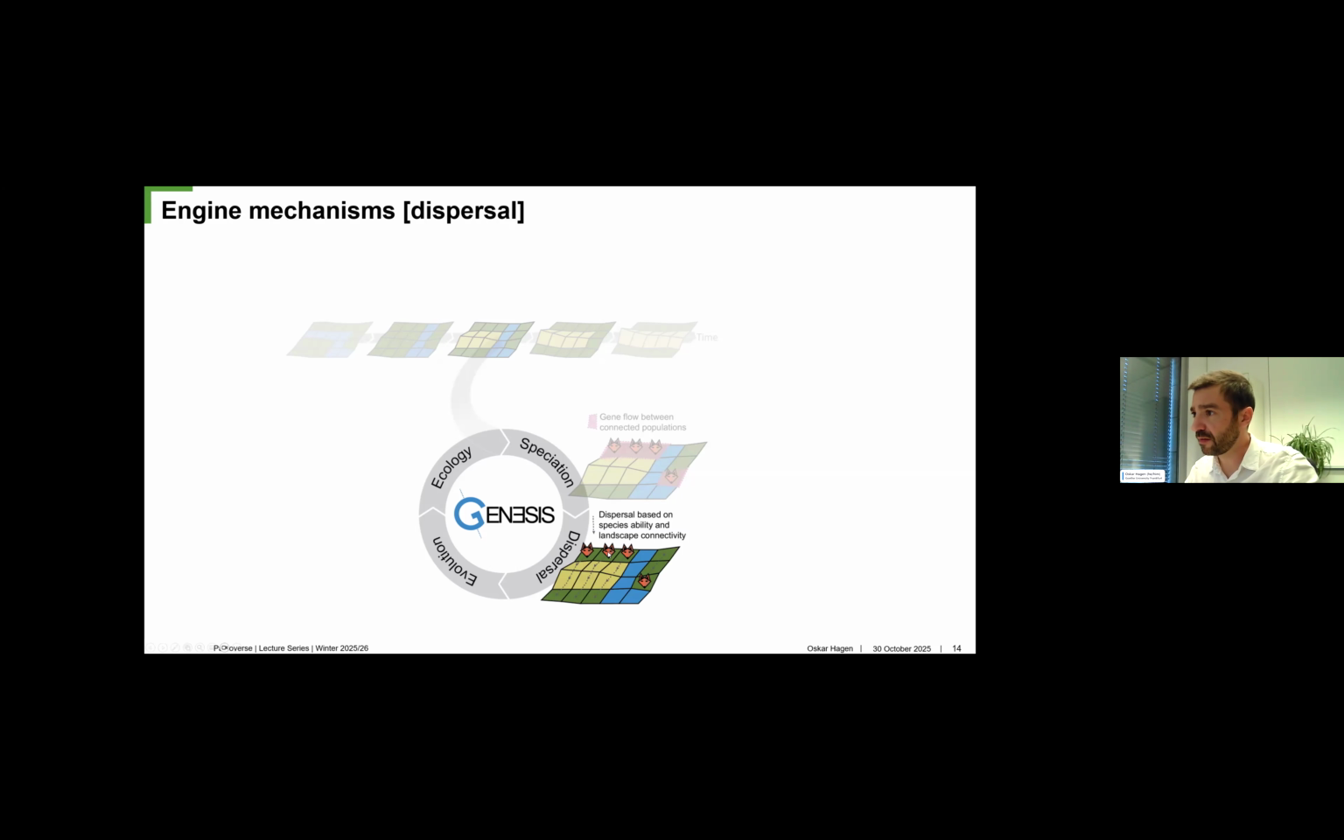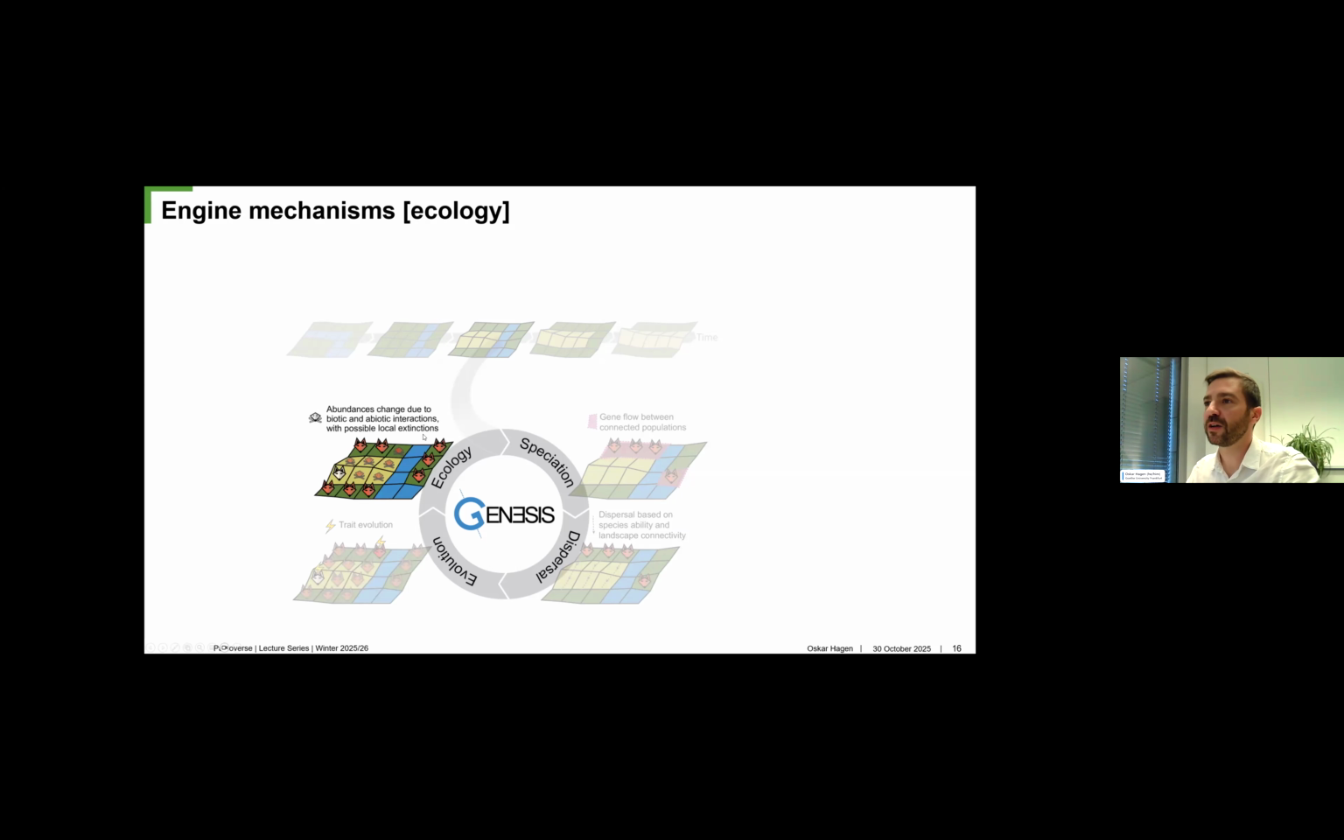Then these populations disperse in the landscape. So we see here these foxes going through the landscape. Once they disperse, they can have their traits mutating. So here we see a white fox appearing on the highlands and a red fox appearing on the lowlands. And then once we enter the ecological module, we go to every single site and calculate the abundances or the presences of these populations, possibly considering biotic or abiotic conditions, and possibly leading to extinction. So here, for example, this white fox was suitable for the highlands, while this red fox was not suitable.